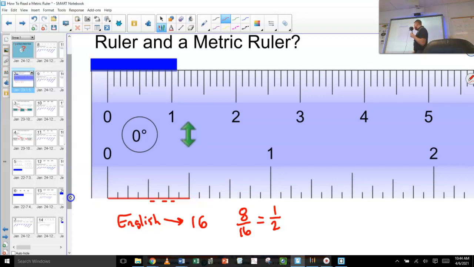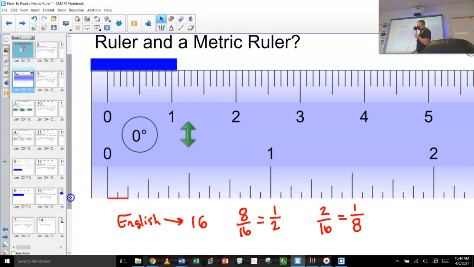The English rulers are really difficult to read. Because if it was this long, oh gosh, that's 2/16, isn't it? Do you know how to simplify 2/16? 1/8. So it's 1/8 of an inch, 1/16 of an inch, 5/8 of an inch. These are all words that we use in the English language. But I'm telling you, kids, English rulers are very difficult to read.